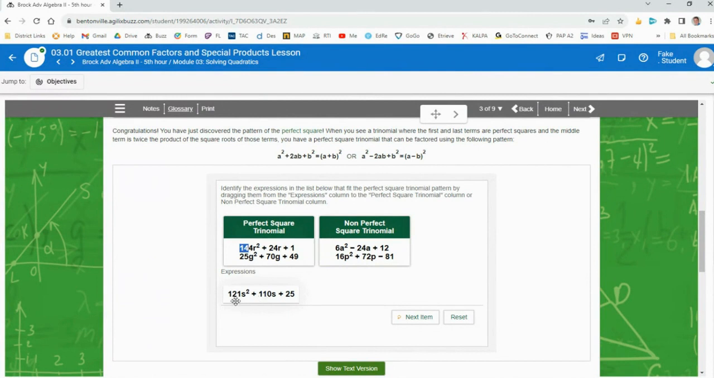See this one? This is 11. That'd be a 5. So 110 divided in half is 55. Divide that by 11. That's 5. 5 squared is 25. It's all pluses. That should be a perfect square.